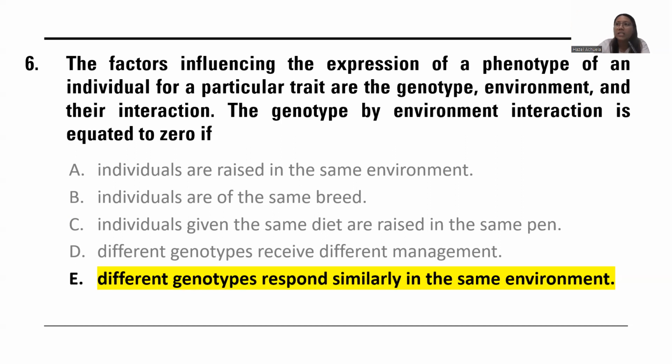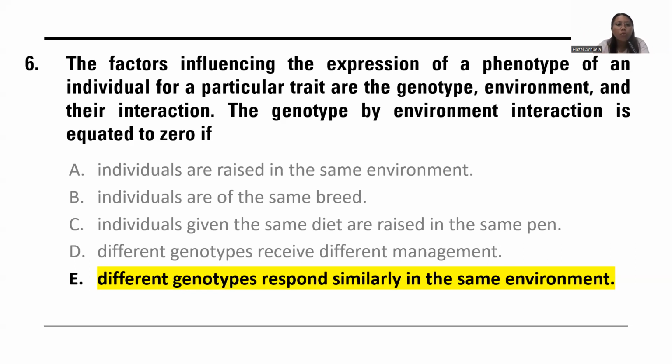If the response, the performance, or the phenotype of the two breeds is the same, given the same management, that means G by E equals 0. That is what it means. G by E equals 0. That is what letter E means. Different genotypes respond similarly in the same environment.